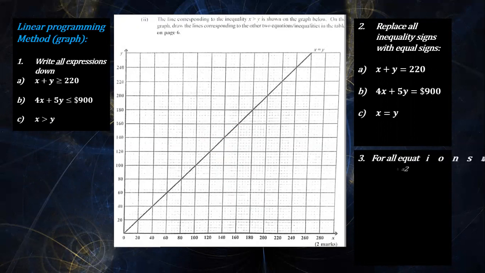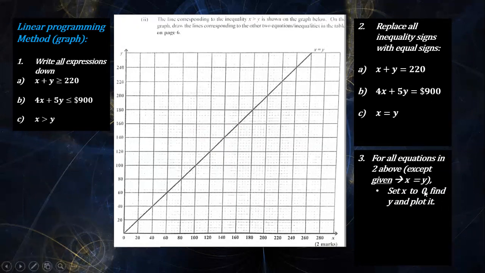And finally, for all equations in 2 above, except the given one, X is equal to Y, we don't include that because that line has been drawn already. Okay? That's why we're not including it. But for every other equation, we're going to set X to 0, find Y, and plot it.